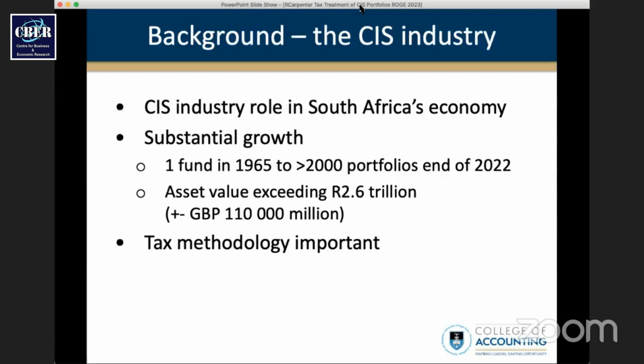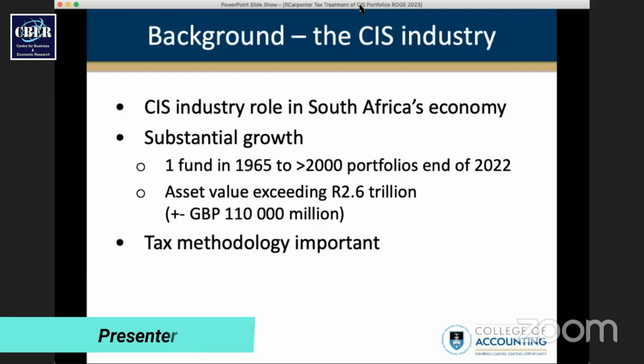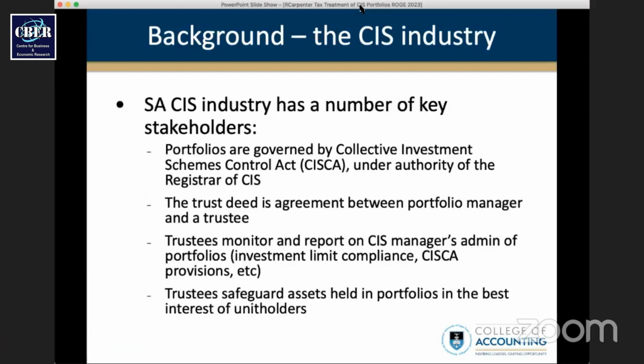Given the sheer size and scale of the industry, any incorrect tax approach could lead to substantial revenue loss for the fiscus. But not only revenue loss for the fiscus, it could also lead to individuals disinvesting in the industry because they don't want to pay the tax.